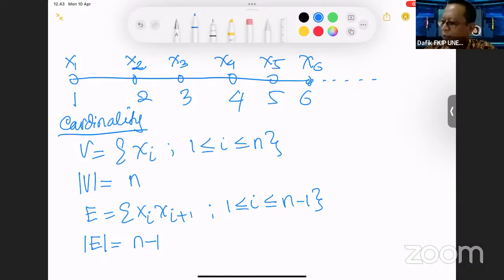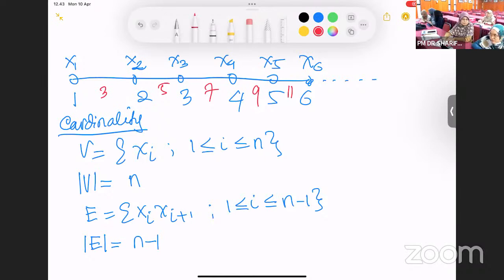Then we have here 3, 5, 7, 9, 11. Let me show you, from the very simplest one. So have you made the notes?